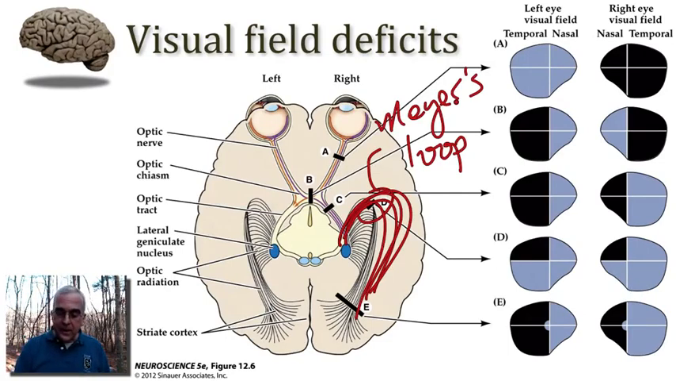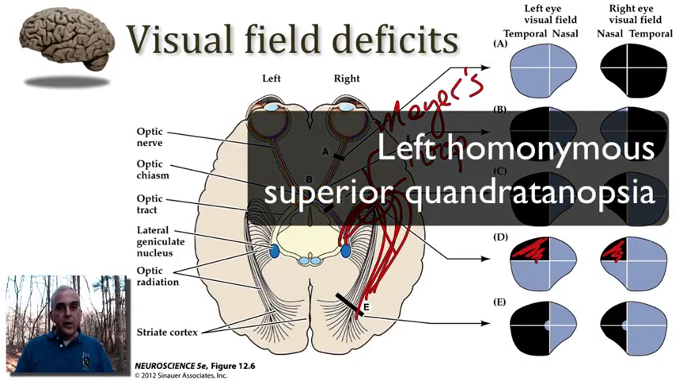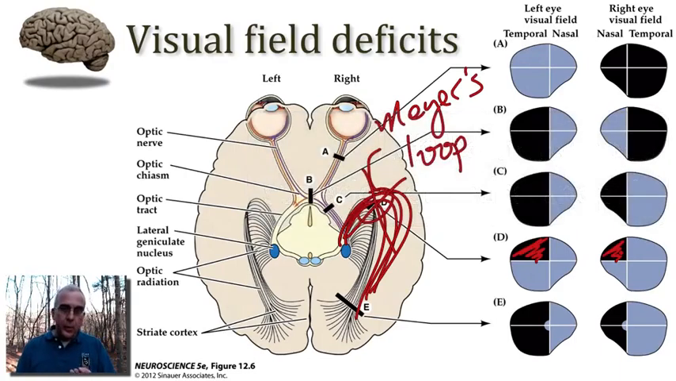So if we had damage to these axons, then what we would see is loss of the representation of the contralateral superior quadrant of the visual world. So this would be an example of a left-sided homonymous quadrantanopsia. Do you see how we used all of those terms? So it's left of midline. It's a quadrant that's lost, so a quadrantanopsia, and it's homonymous. That is, it's the same side of the midline that's lost in the visual field of each eye.